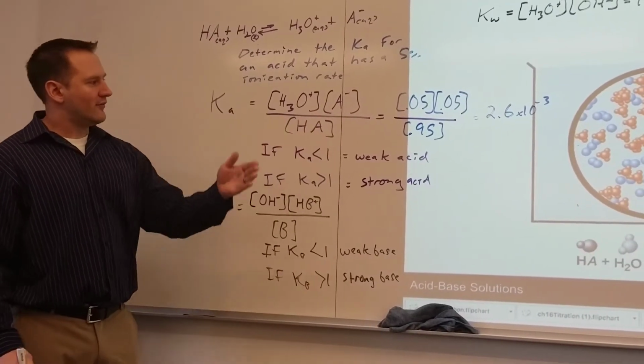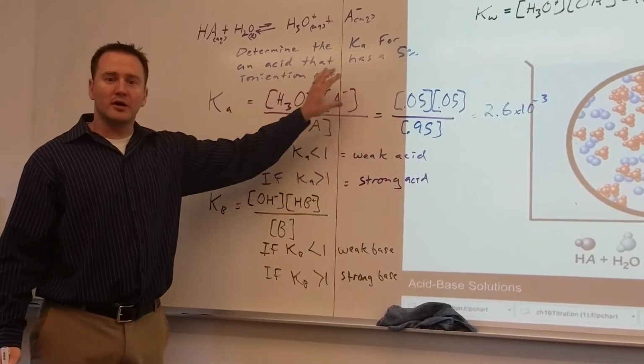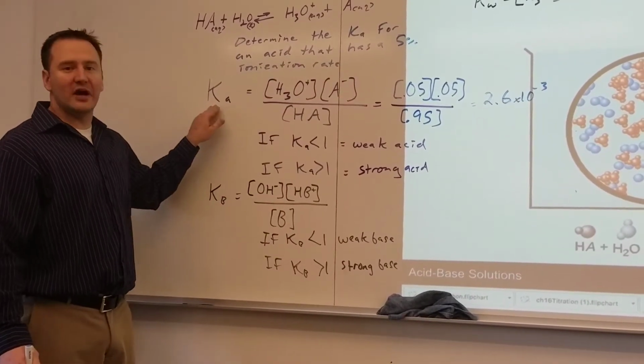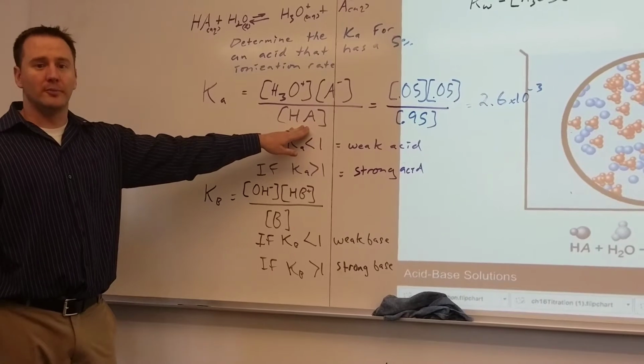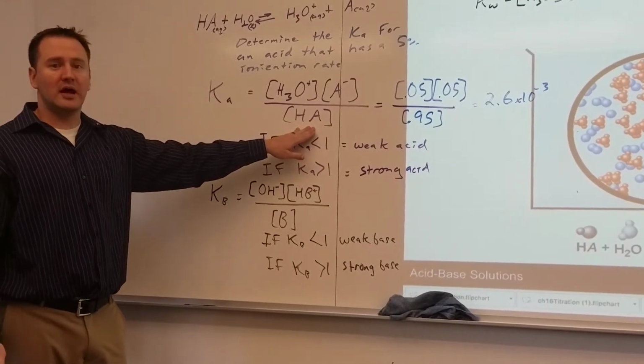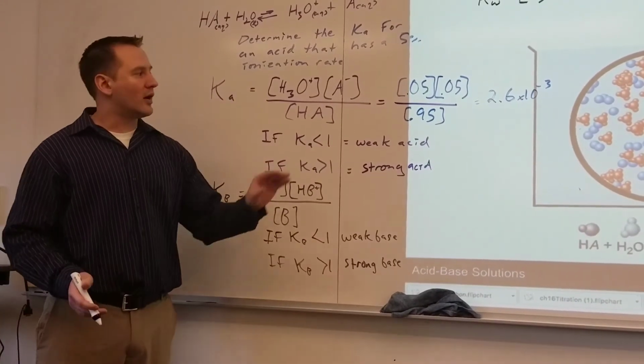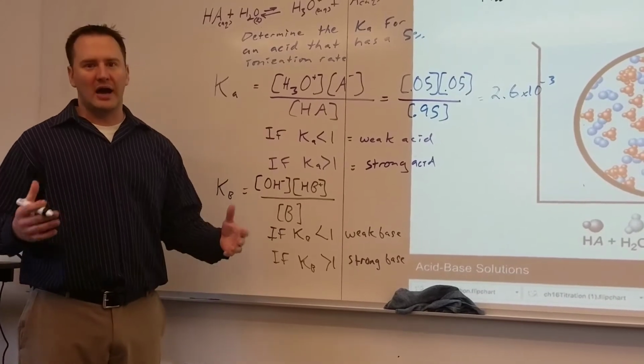And you can see that if all of it's in the product form, you're going to have a very high value. Your denominator is going to approach 0, which is going to make the value astronomically high. So for strong acids, we don't even quantify this value. We just say very high.